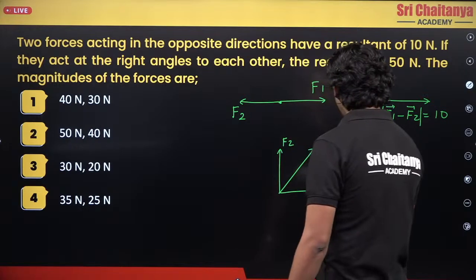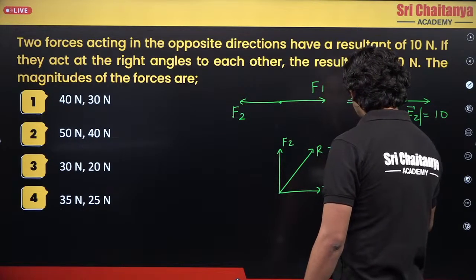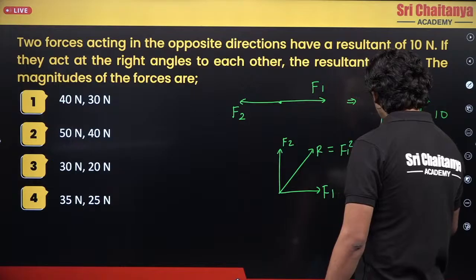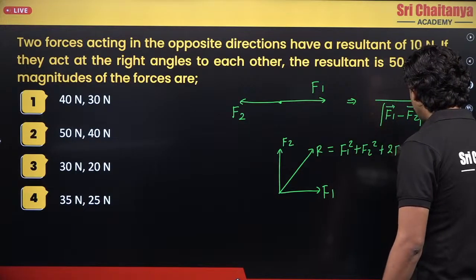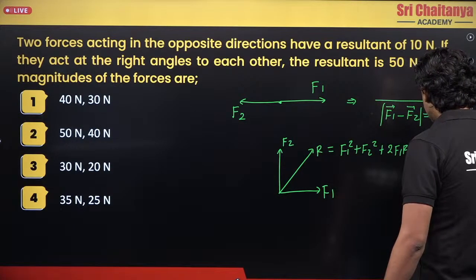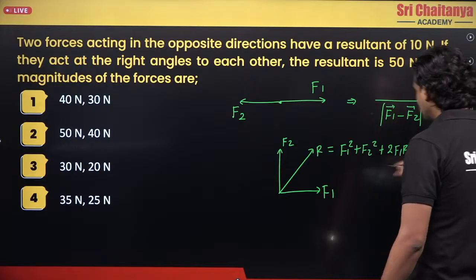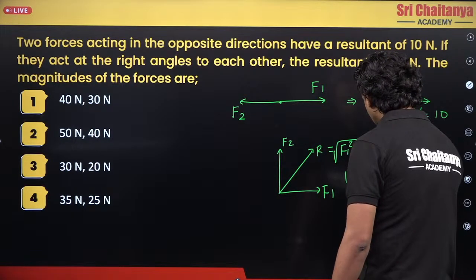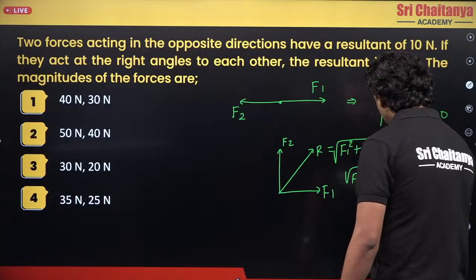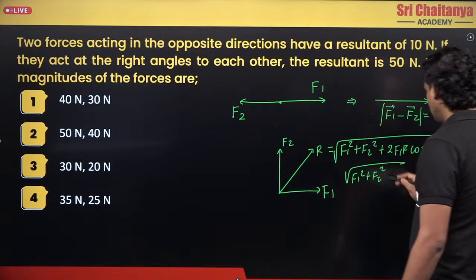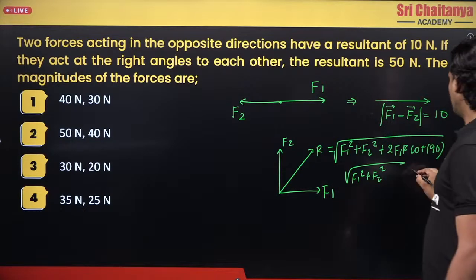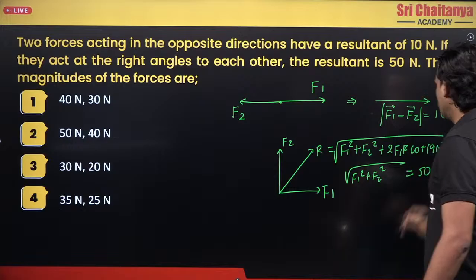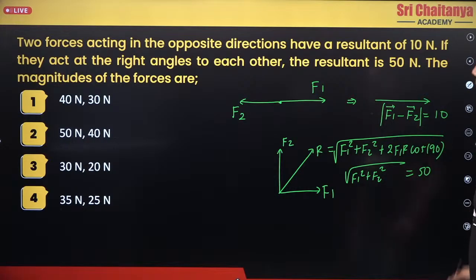The resultant R will be the square root of A square plus B square plus 2AB cos how much? Cos 90. And what is cos 90? Cos 90 is 0. So finally I will get F1 square plus F2 square, and this term is 0. And how much is this? This is equal to 50, given to me. Then the magnitude of the forces.